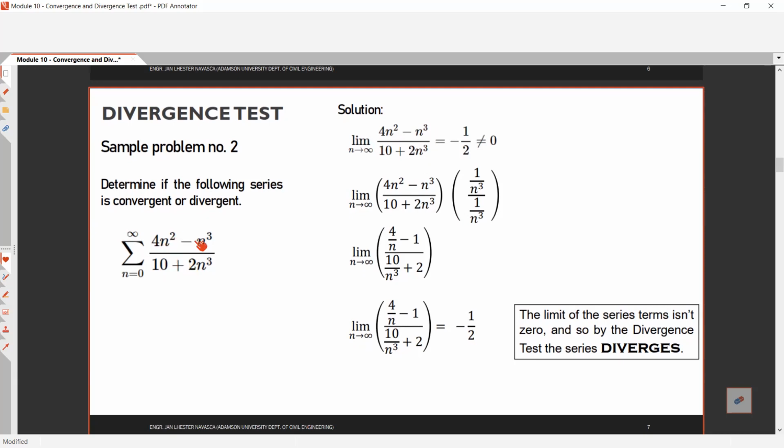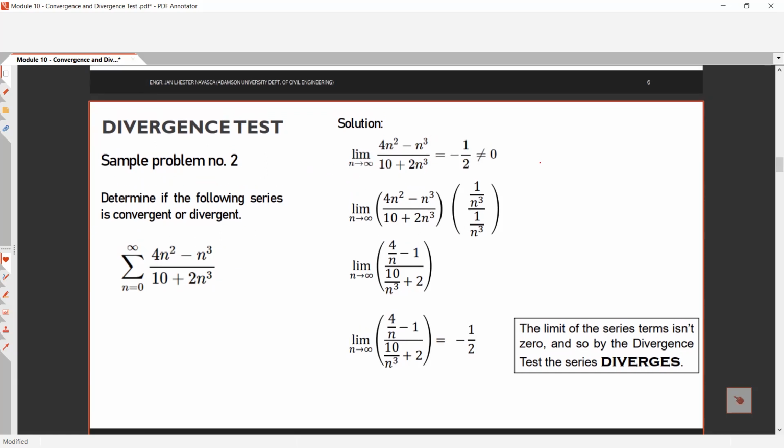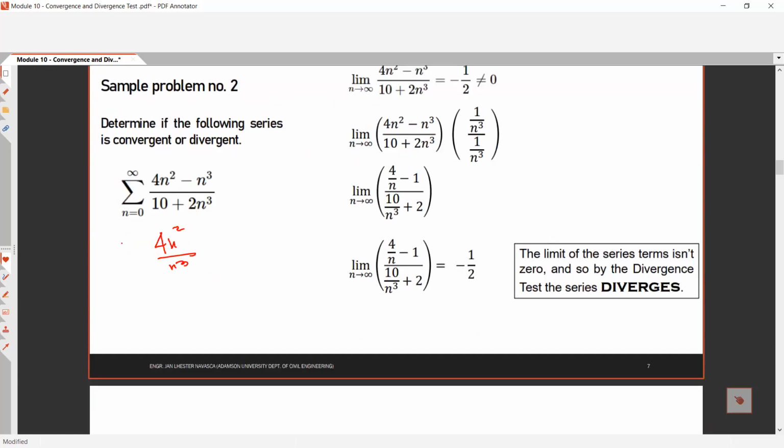So, n squared to, n cubed to, n cubed to. Therefore, the highest order is n cubed. So, we will divide all terms by n cubed. So, 4n squared over n cubed. Okay. Minus n cubed over n cubed. Sorry. All over 10 over n cubed plus 2n cubed over n cubed.